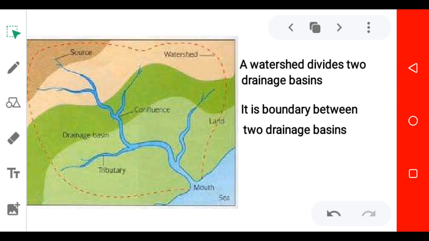Now, there's what we call a watershed. A watershed divides two drainage basins. It is a boundary between two drainage basins. So that brown line you see, made with dots, separates this basin from another one. So it's the watershed.